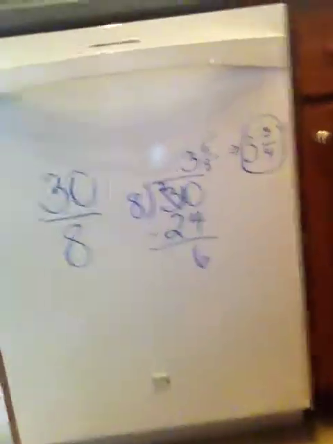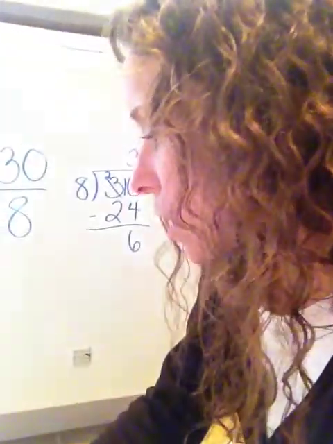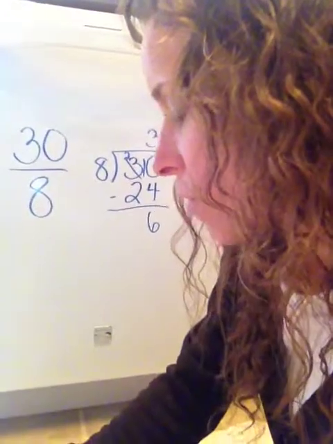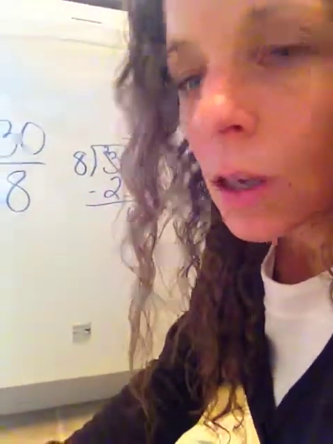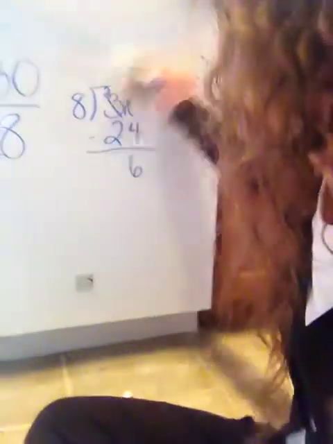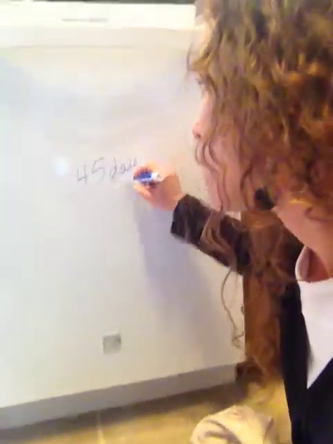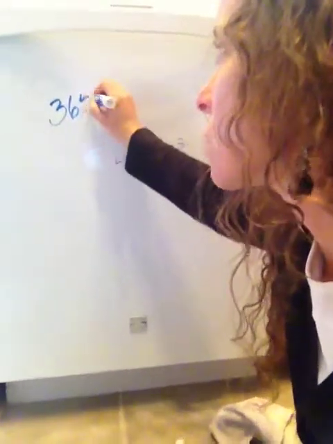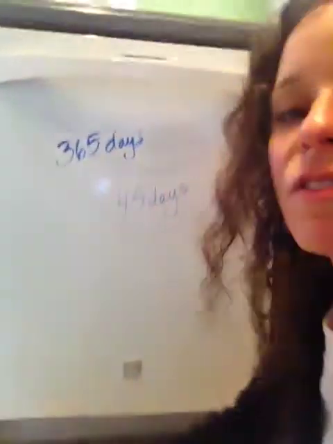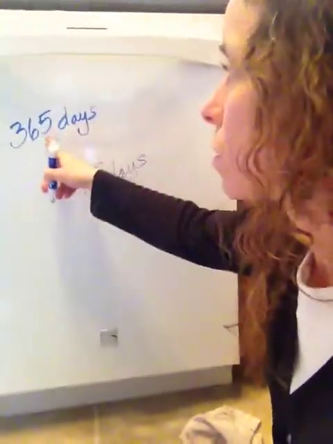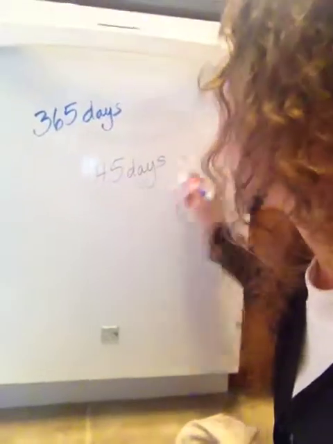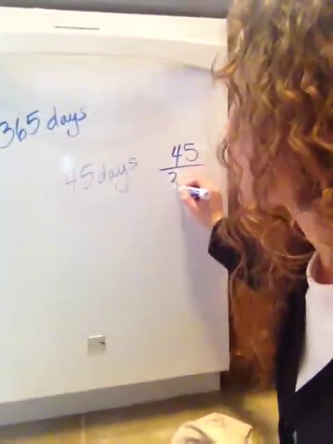Oh, I do want to talk about one more. In your homework, you have a problem that says, if we consider a year to be 365 days, what fraction of a year is 45 days? So if a year is 365 days, what fraction of a year is 45 days? So we have 45 days, and an entire year is 365 days. What fraction of the year is just 45 days? So that would be 45 over 365.